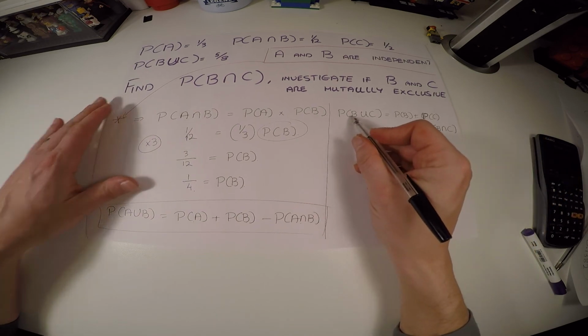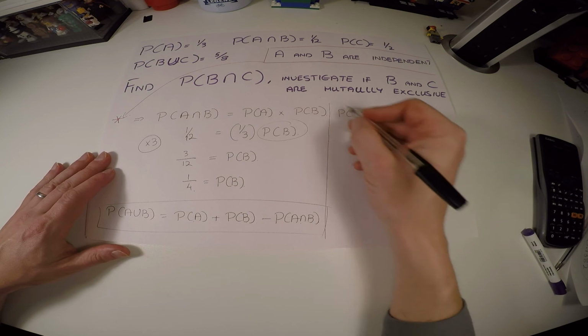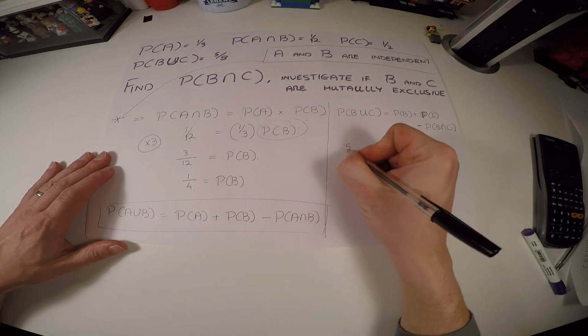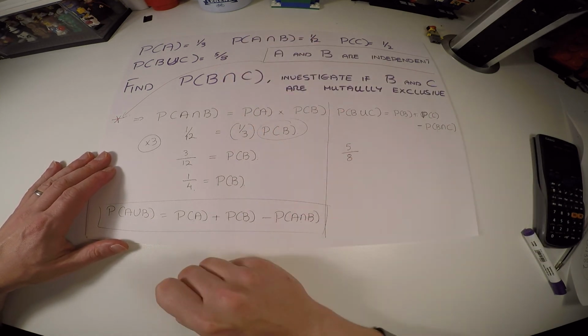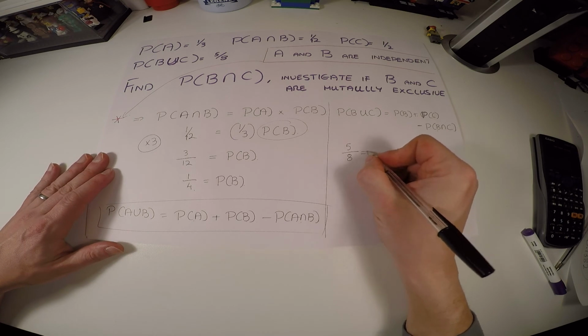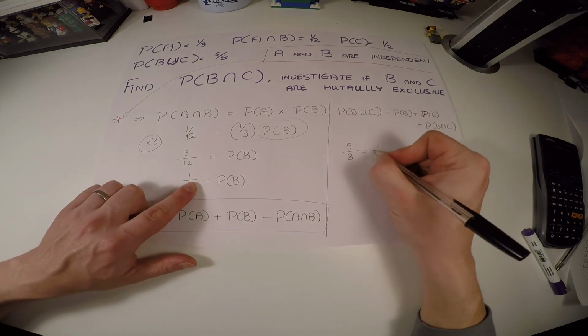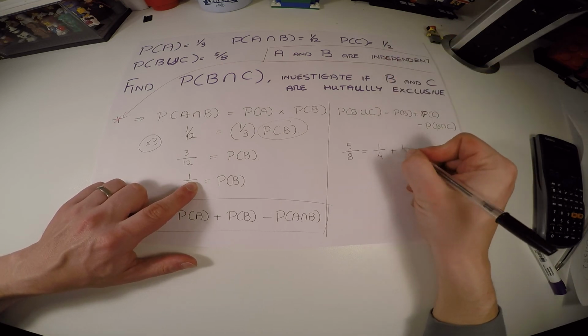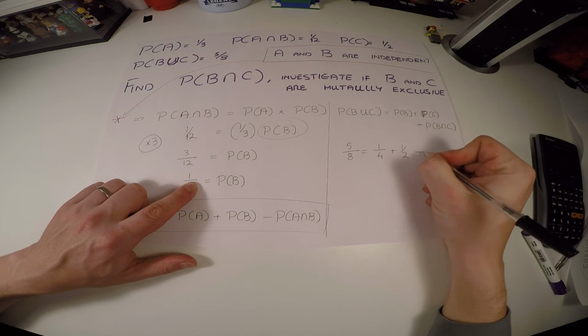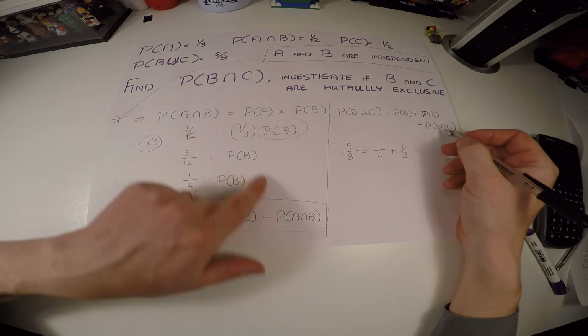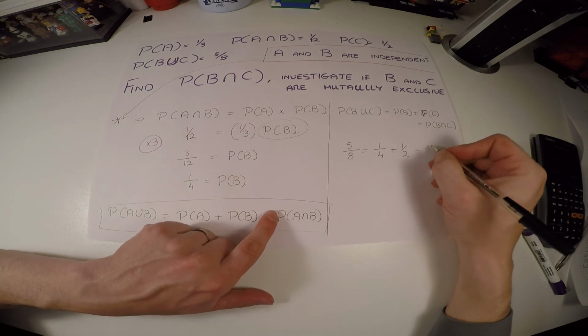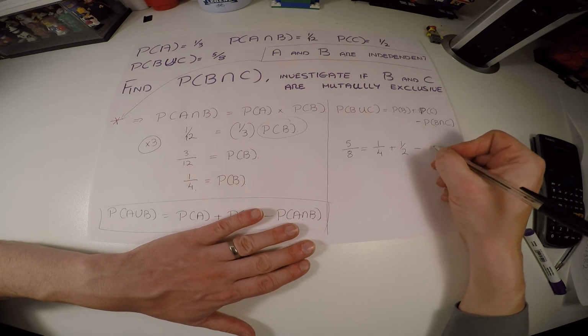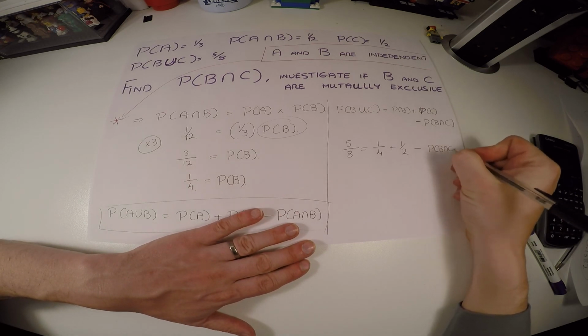So we actually have a figure for B union C that's 5/8, given to us in the question. So that means 5/8 is now going to be equal to the probability of B, which we found in the first part was a quarter, plus the probability of C, which was given to us as a half, and now minus the probability of B intersection C. Well, that's something we're looking for, so we don't know. So let's just call it what it is.